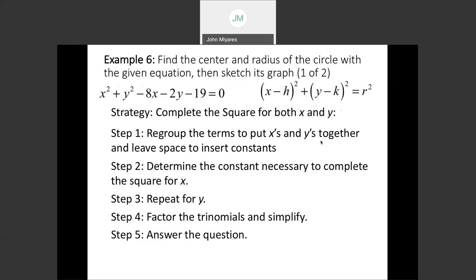From there, we'll add the constants to both sides, factor the trinomials, and simplify the equation into standard form. Then, we'll answer the question about the center and the radius. I'm going to recommend you pause this video for a couple of minutes to try this one on your own, and then we'll go over the solution on the next slide.